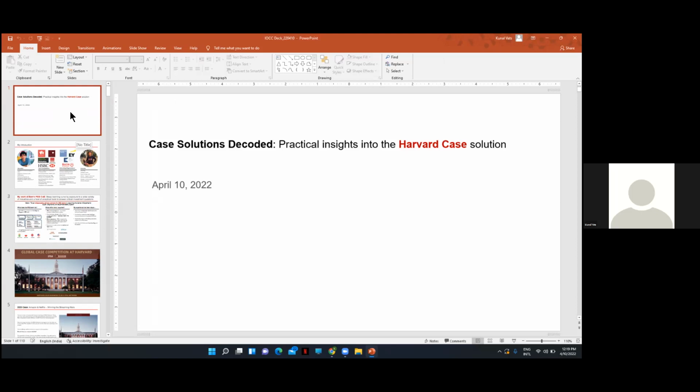This session is going to be about some practical insights into one of the case solutions that my team did some time back. I know that you've had sessions on what case competitions are and a bunch of other things related to that. So this session is not going to be about the basics of case competitions, but it is going to be more about how to structure a solution and come up with a solution deck. So hopefully you're excited and let's begin.